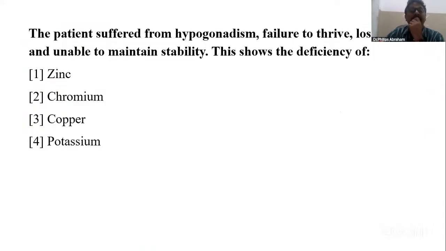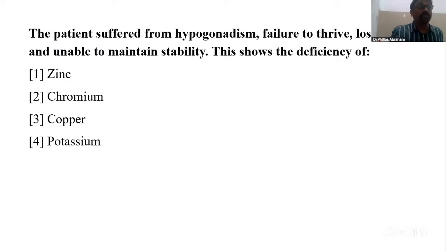Okay. Next topic. A patient suffered from hypogonadism, failure to thrive, loss of taste, and unable to maintain stability. This shows deficiency of which mineral? Zinc, chromium, copper, potassium. Here the answer is zinc. I will study about that. Before that, I will just say about chromium and go.